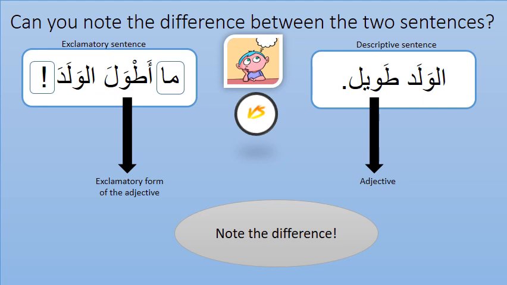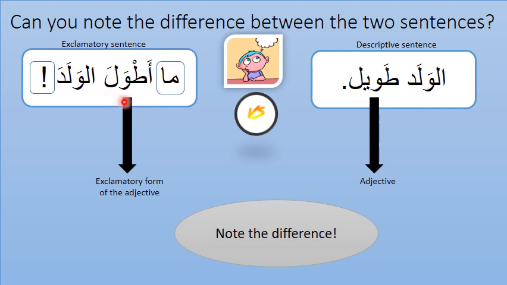And now, after you watch the video, did you notice that in the descriptive sentence you find the adjective in the same form as we learned before? For example, we have here طويل, الولد طويل, the boy is tall. But in the exclamatory sentence, the form of the adjective has totally changed. This form we call the exclamatory form of the adjective. And instead of طويل, it became أطول.